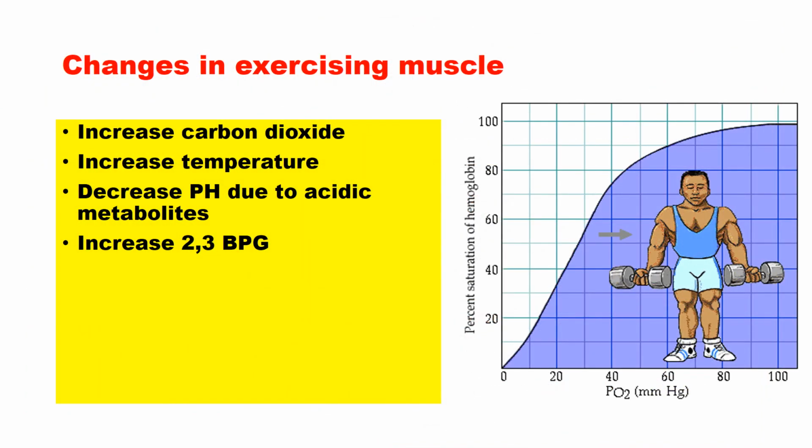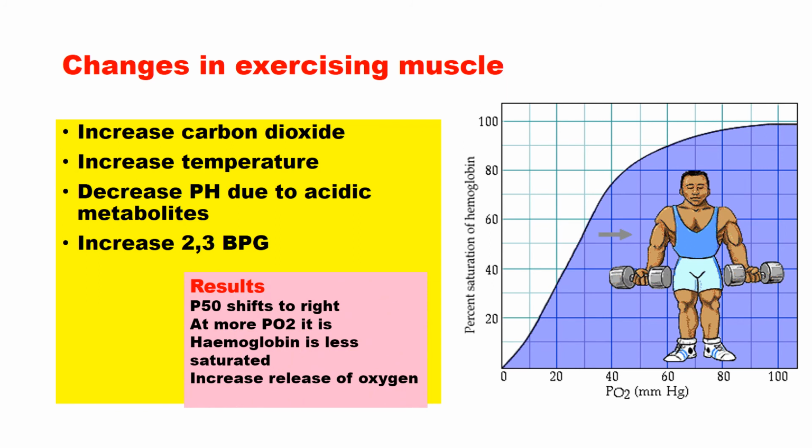During exercising muscle, there is an increased carbon dioxide, increase in the warmth or temperature of the muscle, increase in hydrogen ion concentration and other acids which are produced by the actively contracting muscle, which results in decrease in pH, and also there is an increase in 2,3-DPG level. All these factors result in shifting of the curve towards the right side. There is a decreased affinity of hemoglobin for oxygen, thereby resulting in unloading of oxygen and utilization of the oxygen by the exercising muscle.